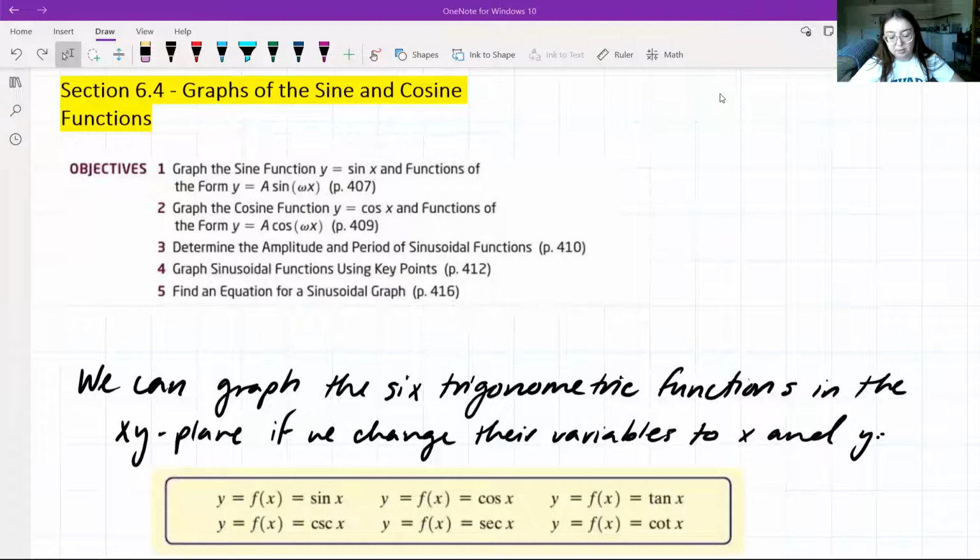3, determine the amplitude and period of sinusoidal functions. 4, graph sinusoidal functions using key points. And 5, find an equation for a sinusoidal graph.